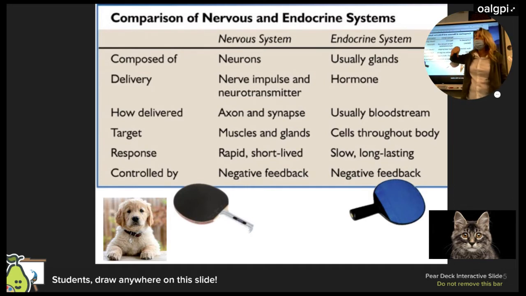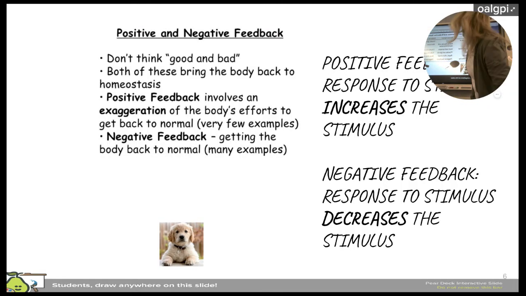Then we had a slide here just comparing the speed of the nervous system with the endocrine system. One thing you want to remember is that the endocrine system's effects are usually very what? Short lasting or long lasting? Long lasting. There you go. And I'll let you compare and contrast that.